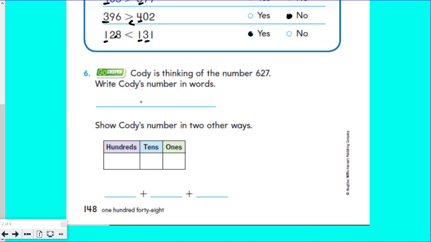Okay, so write it in words. Remember, it doesn't have to be spelled correctly. It's okay, as long as you tried your best on that spelling, right? And I can look at it and be like, oh yeah, that's 627. So 600, 20, I don't know why this line is so short. Dash, right? Because we separate the tens and the ones. 27.